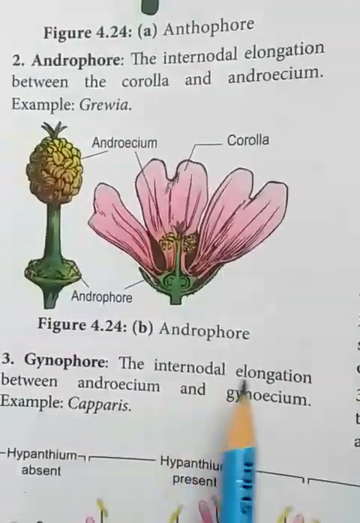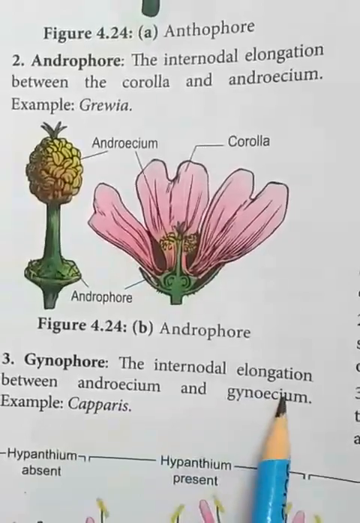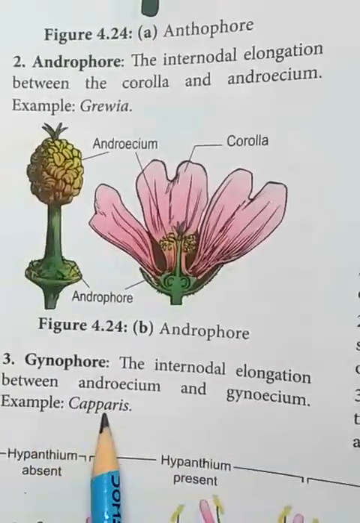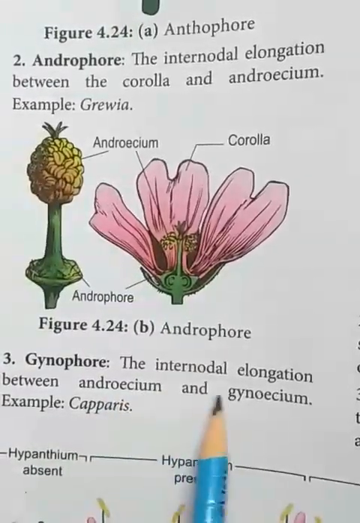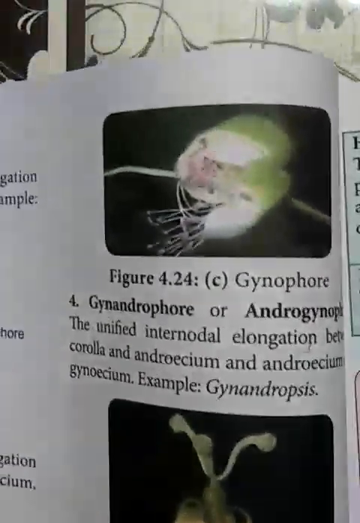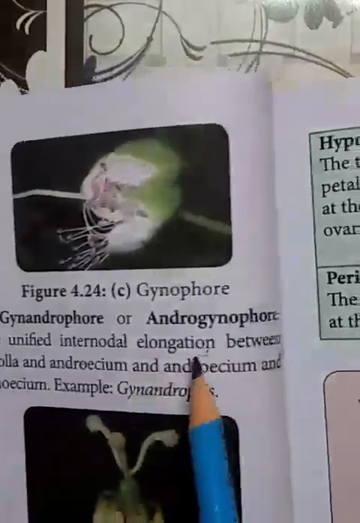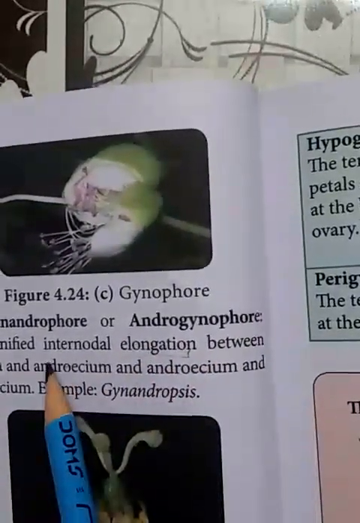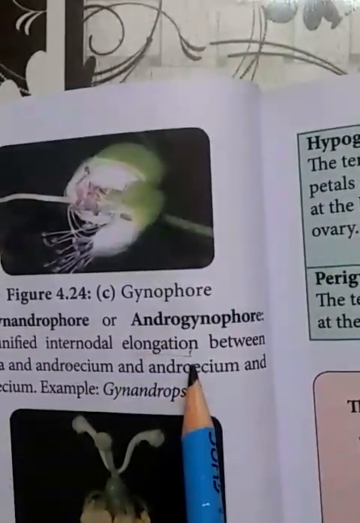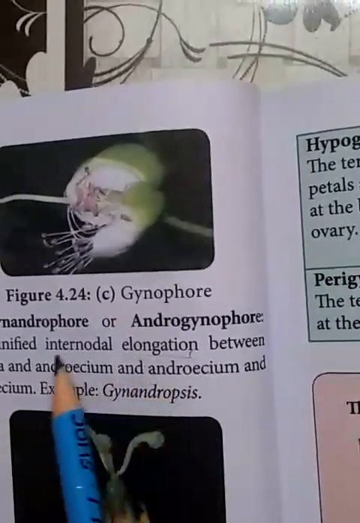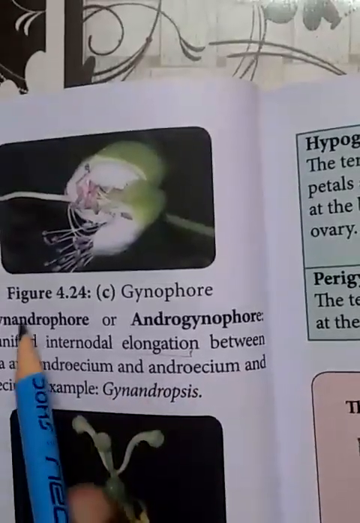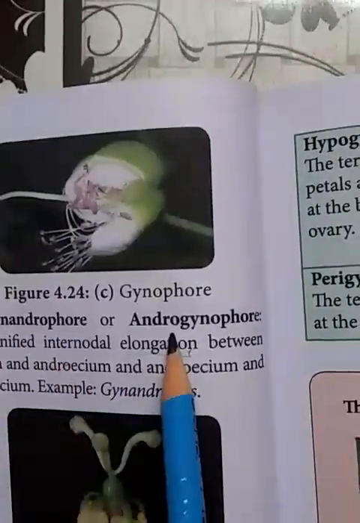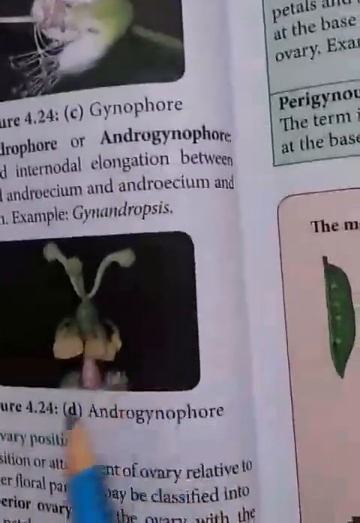Next is the gynophore: the internodal elongation between the androecium and gynoecium. An example is Capparis. Here the internodal elongation is seen between the androecium and gynoecium, so it is called the gynophore. The next type is gynandrophore, or androgynophore. It is the unified internodal elongation, the extension of the receptacle between the corolla, androecium and gynoecium in the same flower. It is called the gynandrophore, or also androgynophore.